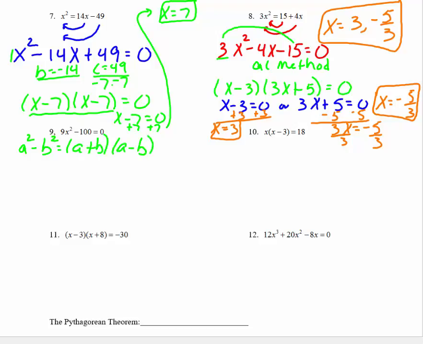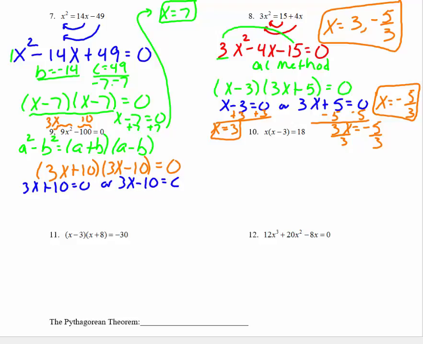So now we just got to figure out what are the things that are being squared. Well, what can I square to get 9x squared would be 3x, because 3x times 3x is 9x squared. What can I square to get 100 would be 10, because 10 times 10 is 100. So this is going to factor into 3x plus 10 times 3x minus 10 equaling 0. So then I'll need to set each of these factors equal to 0 and solve. So either 3x plus 10 would equal 0, or 3x minus 10 would equal 0.